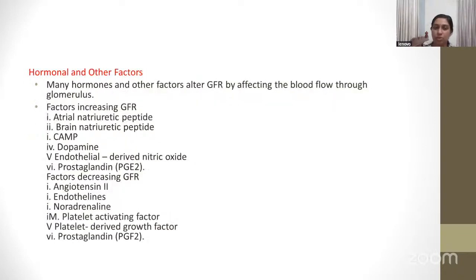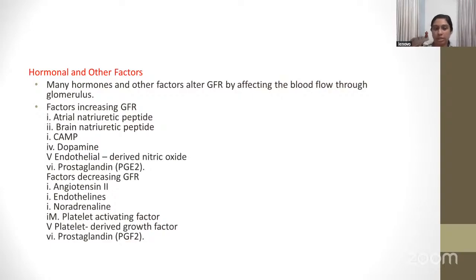And hormonal factors are also affecting the GFR. So these are the factors that are increasing the GFR. Atrial natriuretic peptide. Natriuretic means something that is increasing the urine formation, and hence these are hormones which are responsible for increasing the GFR. Okay, atrial natriuretic. Natriuretic means something that is causing the increase of urine. That means these substances will be increasing the GFR.